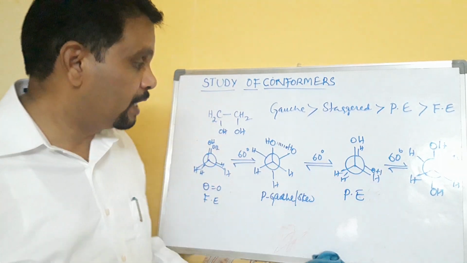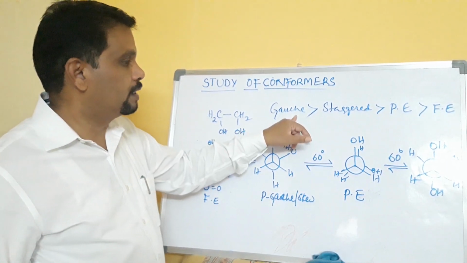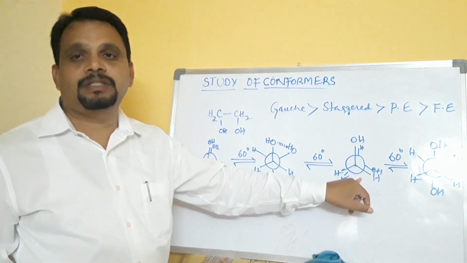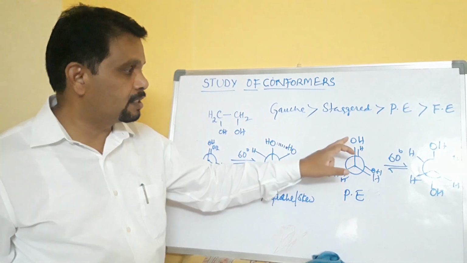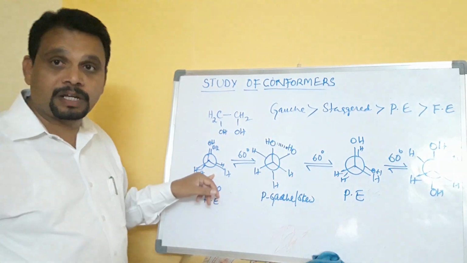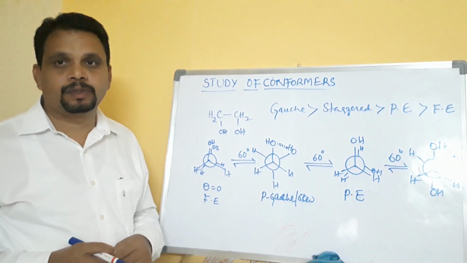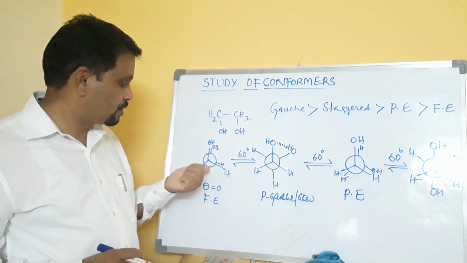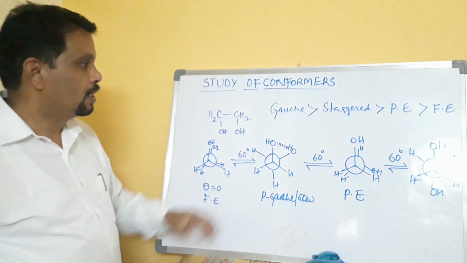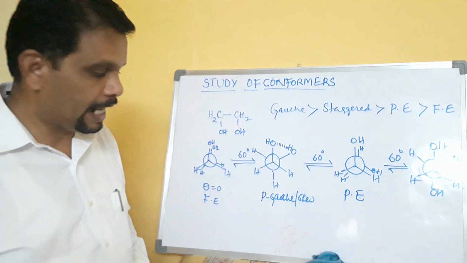Okay, so because of that reason, the Gaussian conformer is more stable than the staggered conformer. The second most stable is the staggered one, and the third is the partially eclipsed conformer, because the hydroxyl groups are at different places. But in the fully eclipsed conformer, both the hydroxyl groups are very near to each other. So because of that, the eclipsed strain is more in this than in the partially eclipsed conformer. Okay, so this is the stability order for ethylene glycol conformers.